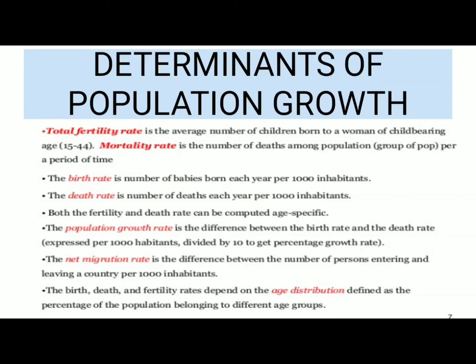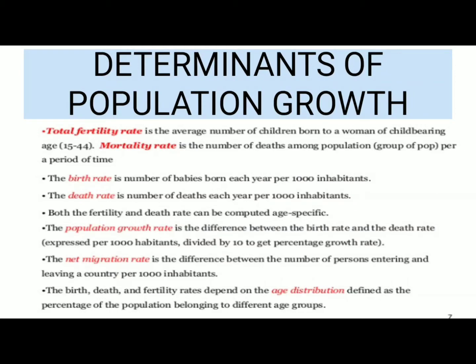The following are the determinants of population growth. Total fertility rate is the average number of children born to a woman of childbearing age, 15 to 44. Mortality rate is the number of deaths among a group of population per a period of time. Birth rate is the number of babies born each year per 1,000 inhabitants. Death rate is the number of deaths each year per 1,000 inhabitants.